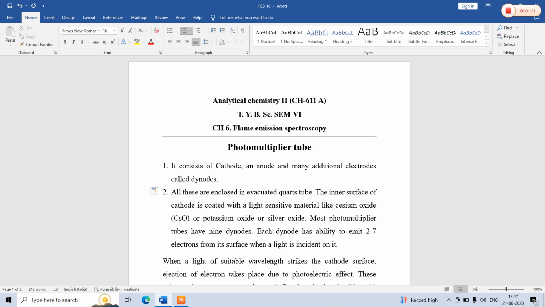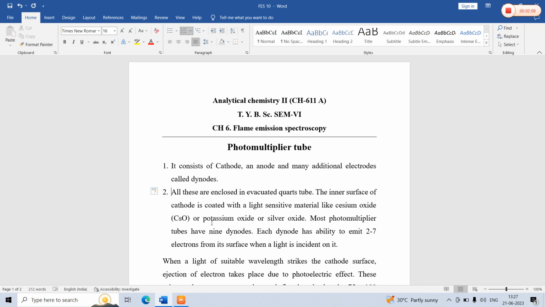Now the second point is that all these are enclosed in an evacuated quartz tube. In that evacuated quartz tube, the cathode, anode and diodes are placed in such a fashion that the ejection of electrons takes place in a proper manner. The second point tells us that the cathode, anode and diodes are enclosed in an evacuated quartz tube. Quartz is nothing but silica, that is SiO2 n times.